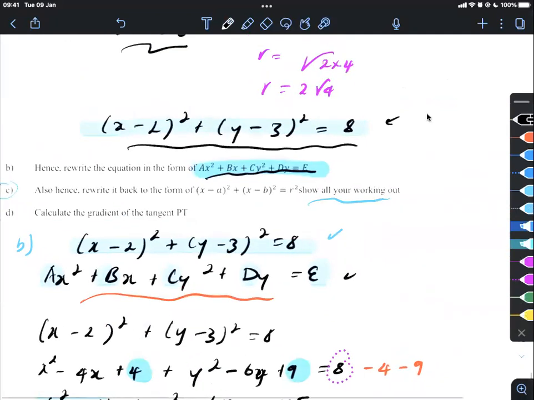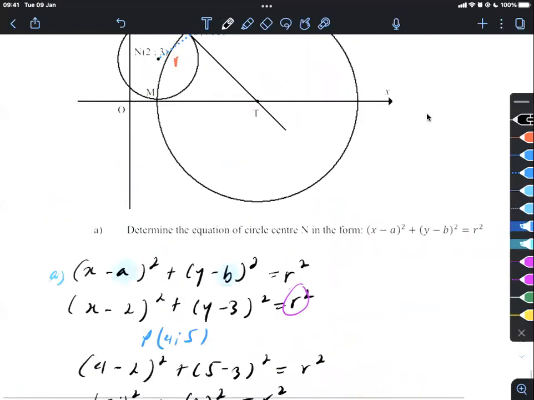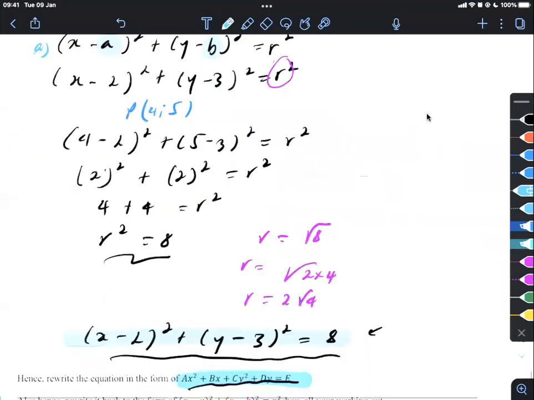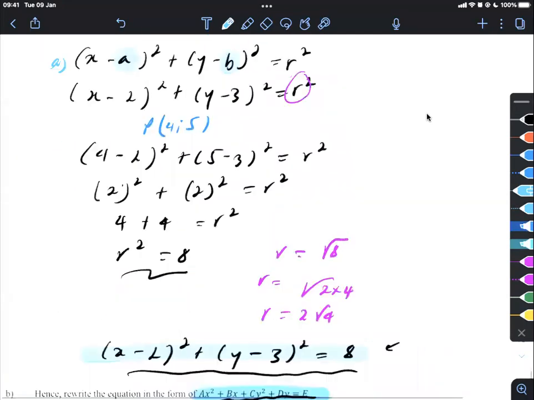Part D of the question says calculate the gradient of PT. Right. Now, what exactly is PT? You can see here the PT is this line here. PT is a line touching the smaller circle, the circle with the center at N. All right, so if it's the gradient of the smaller circle, we should be able to find the equation of, were they looking for the equation? Let me just check. Calculate the gradient, or they're looking for the gradient of PT.